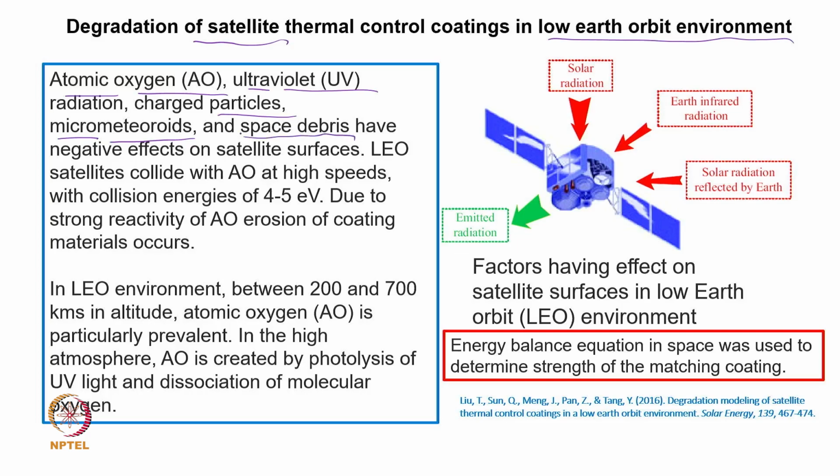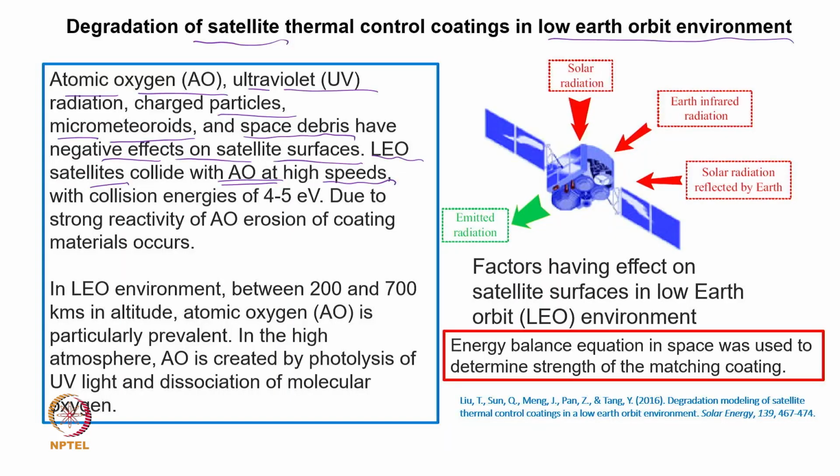We also mentioned a rocket which is launched into space, and there will be some debris which has a negative effect on the satellite surface. This was to some extent explained in the previous lecture. Particularly, a low earth orbit satellite collides with atomic oxygen at a high speed, and we mentioned that the speed has to be very high to maintain orbit, otherwise it will fall back on earth. That speed is significantly high, and when a collision happens at such speed, naturally erosion will occur.